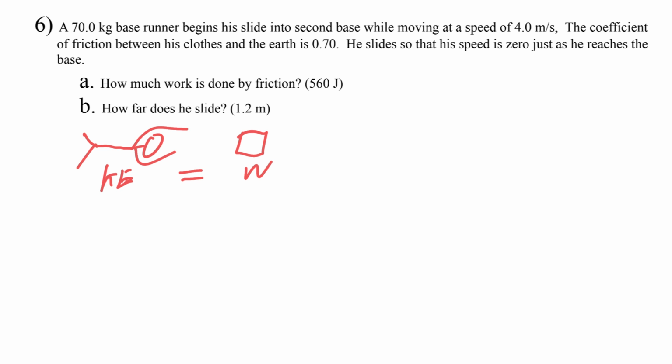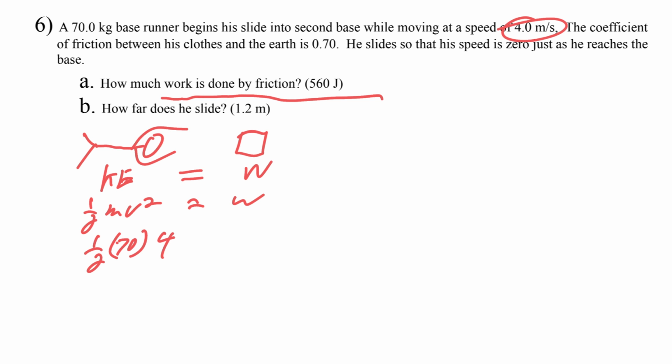So they're asking for the work. Well, if we're looking for work, we can just find their kinetic energy, right? Kinetic is turning into work. So we'll say 1/2 mv squared equals the work. So 1/2 times 70, how fast were they moving? 4 meters per second, 4 squared equals work. So that gets us 560 joules of work.